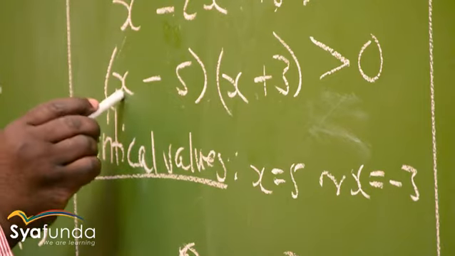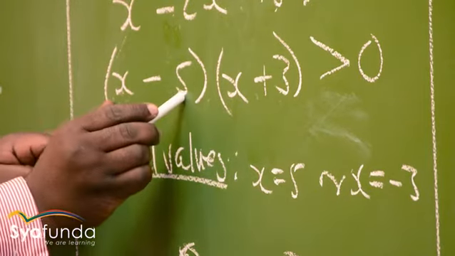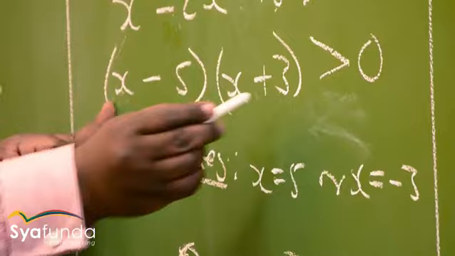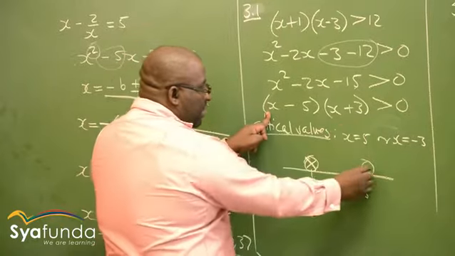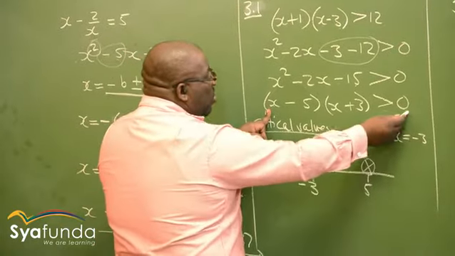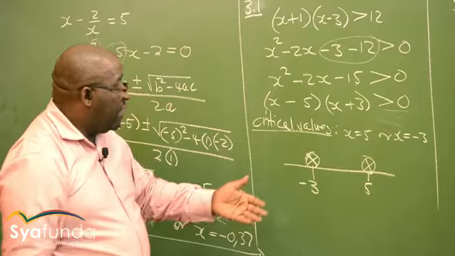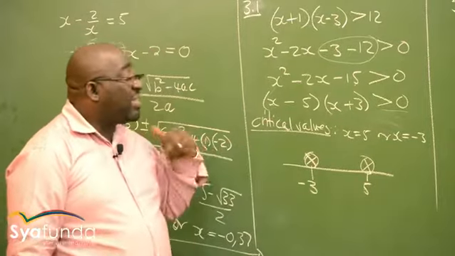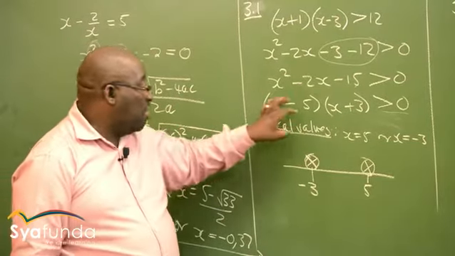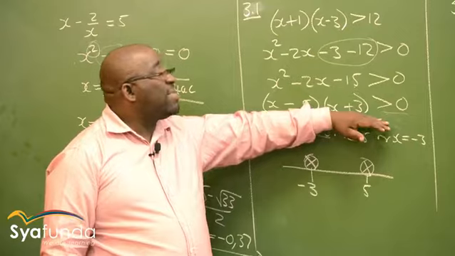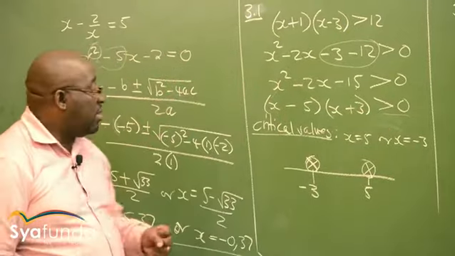If you push 5 here, what is 5 minus 0? 0. 0 times anything will be 0. So this is also not part of my solution, because we want something that is greater than 0. This one, if we push this value here, gives us 0. We don't want 0 as a solution. We want something that is positive, greater than 0.